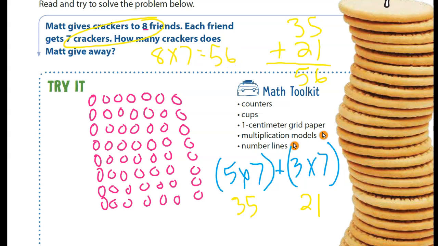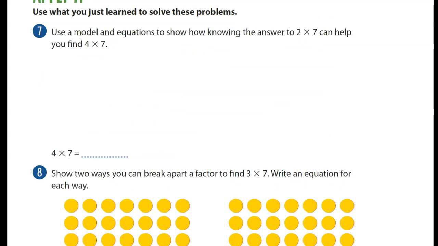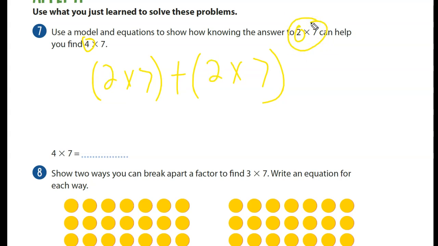Sorry about that. So it says use what you just learned to solve these problems. Okay, use a model and equation to show how knowing the answer to 2 times 7 can help you find 4 times 7. Well, it looks like they broke apart the 4, right? So what two numbers equal 4? 2 and 2, because look, they went 2 times 7. So if they took 2 times 7 and doubled this, they wrote that twice.